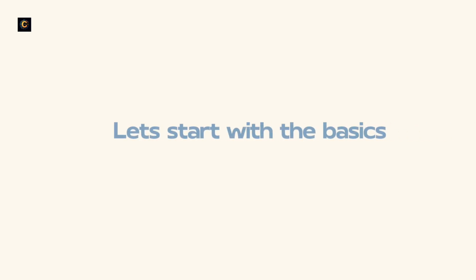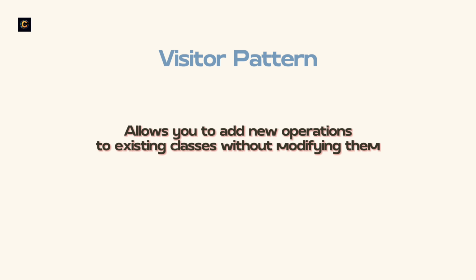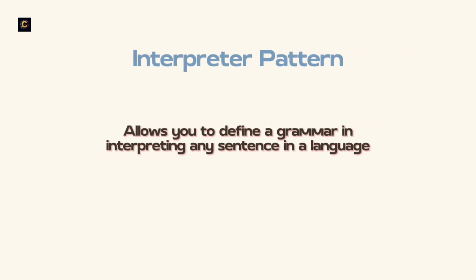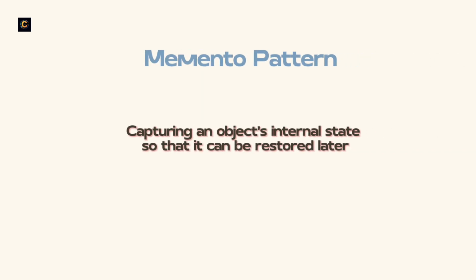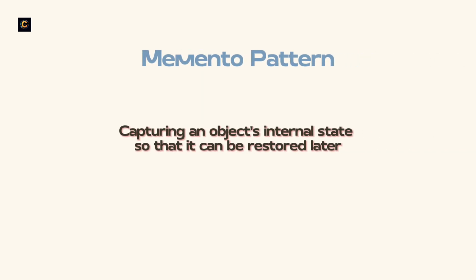Now, let's start with the basics. What are these patterns? The visitor pattern allows you to add new operations to existing classes without modifying them. Interpreter pattern is used to define a grammar for interpreting sentences in any language. And memento pattern is all about capturing an object's internal state so that it can be restored later. Simple. But why do we need these patterns?